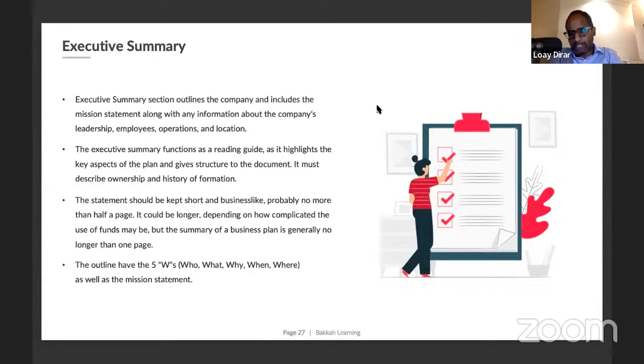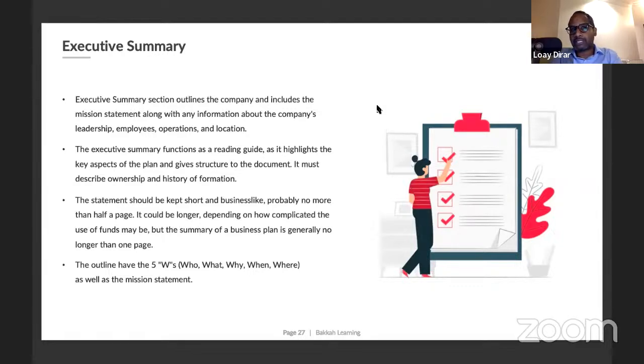Operations and location. The executive summary functions as a reading guide, as it highlights the key aspects of the plan and gives structure to the document. It must describe ownership and the history of formation of your company. The statement should be kept short and businesslike, probably no more than half a page. Maybe it can include more than that, but it should be as short as possible. It could be longer depending on how complicated the use of funds is. Generally, the summary of a business plan is no longer than 1 page. So you must give a summary of your business idea, your business plan.